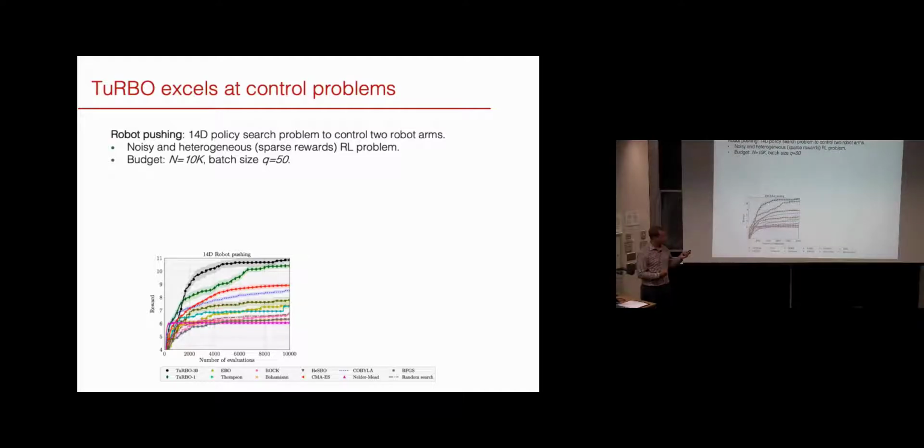Also we see that having multiple trust regions, which is the black line, does better than having only one trust region. So for the same number of samples, same number of evaluations, we get a significantly better solution. So basically this kind of imbalanced allocation of samples really pays off.